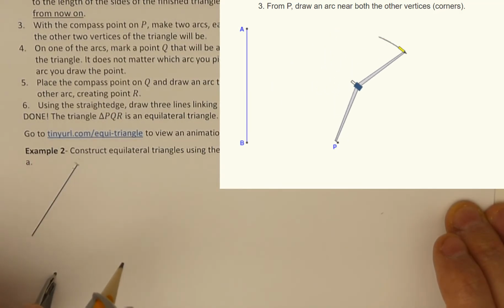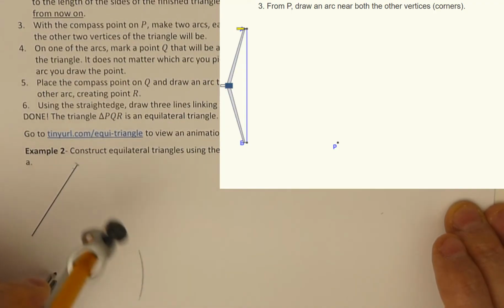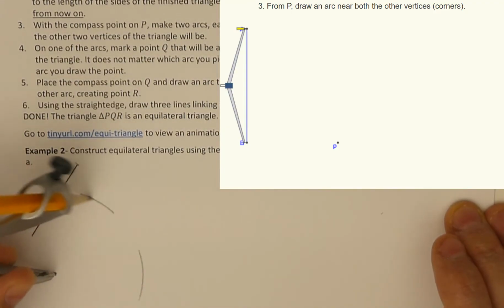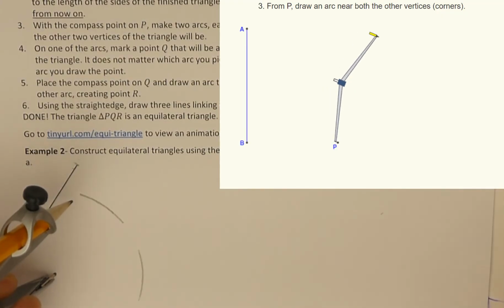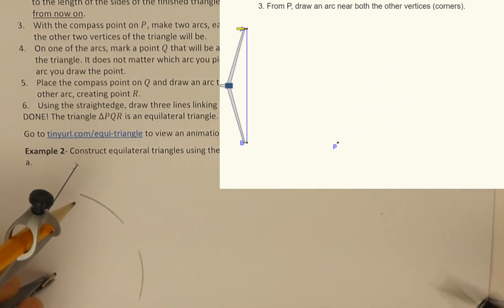Okay, and we're going to come over here and make a couple of arcs. So we're going to make an arc over here, and then we're going to come up on the top and make an arc right here. And as you saw before, you can kind of visualize the triangle. We're going to have a line going here, over to here, and then back over to there.